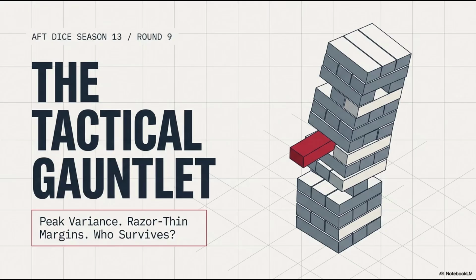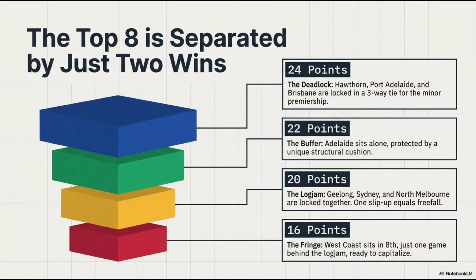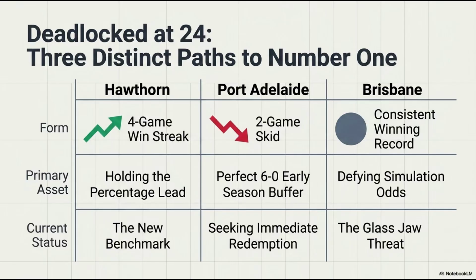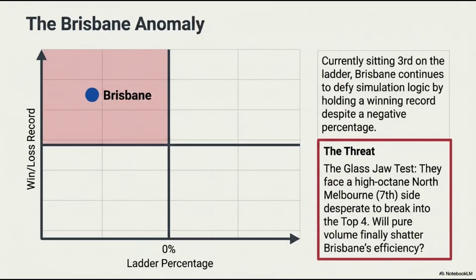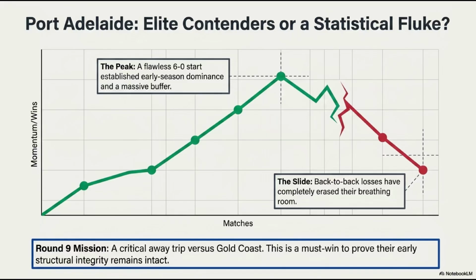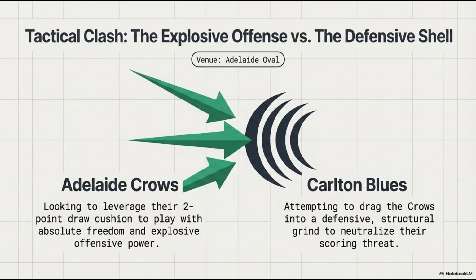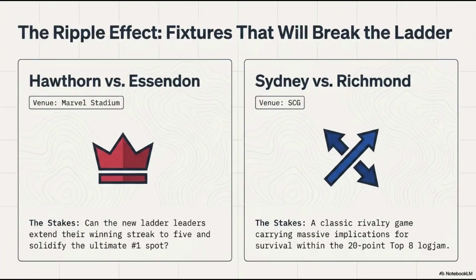But why is round 9 specifically considered peak variance? Well, to understand peak variance, we have to look at the intersection of sample size and stakes. Okay. In the early rounds of a simulation, say, rounds 1 through 3, variance is incredibly high. Anyone can beat anyone based on a lucky dice roll, but the stakes are very low. Right, because if you lose a game to a bad dice roll in round 2, you have the entire season to mathematically recover. Exactly. Conversely, in the final rounds of a season, the stakes are massive, but the variance is usually smoothed out. By round 20, the sample size is large enough that the true contenders have separated themselves from the pretenders.